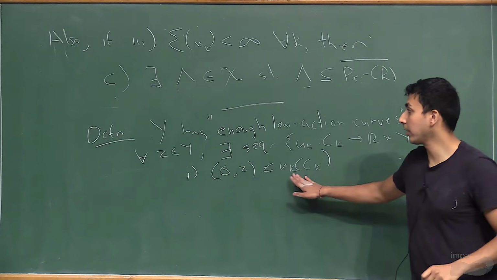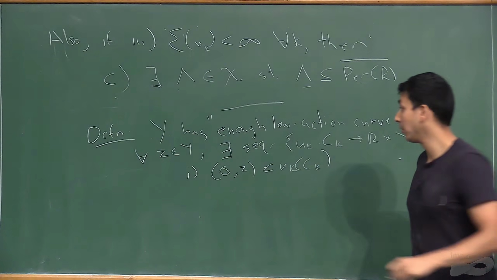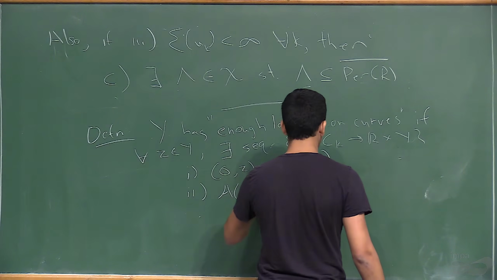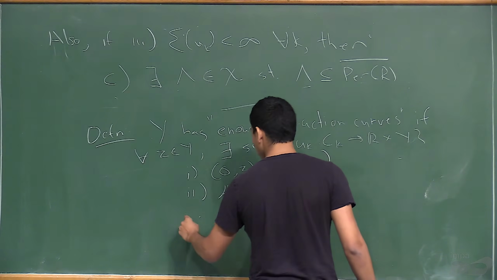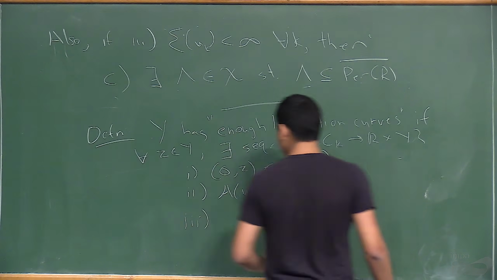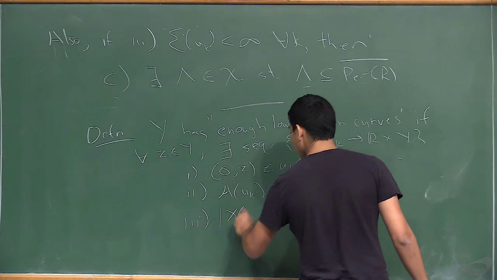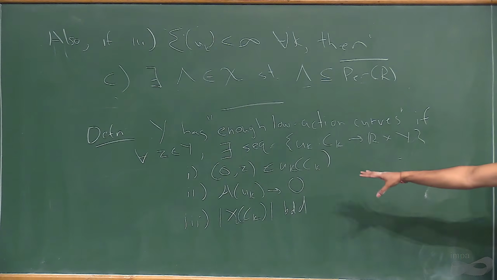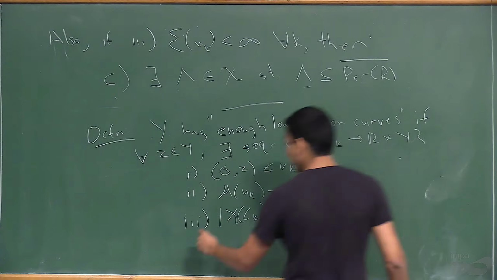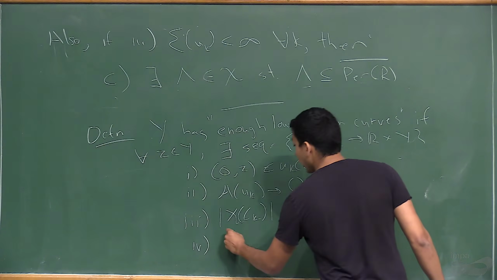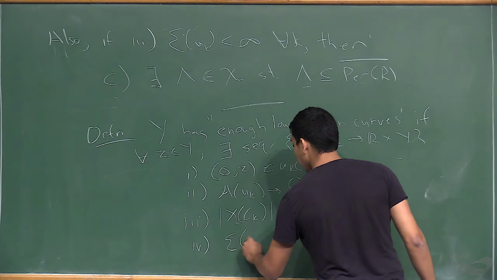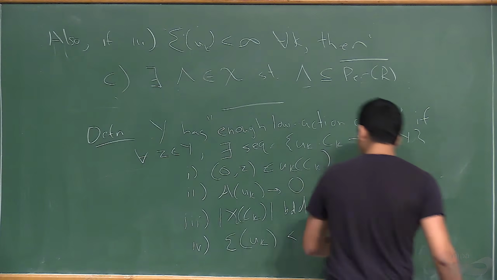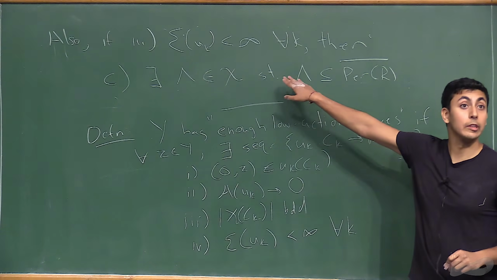The next two are that they satisfy the hypotheses of this technical theorem. So we want that the actions go to 0 and that the Euler characteristics are bounded. And then the fourth assumption, which I'll make, is that they all have finite Hofer energy for every k. And this is so that I can eventually use this part of the theorem.